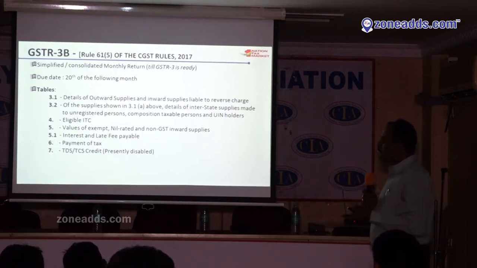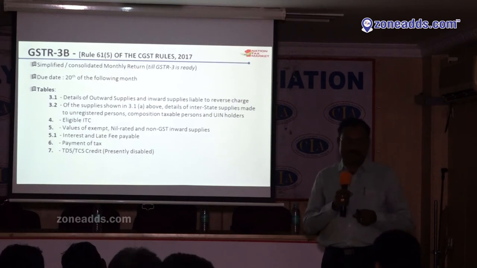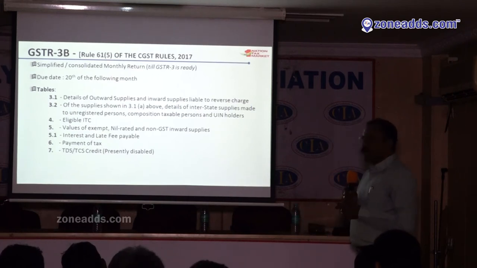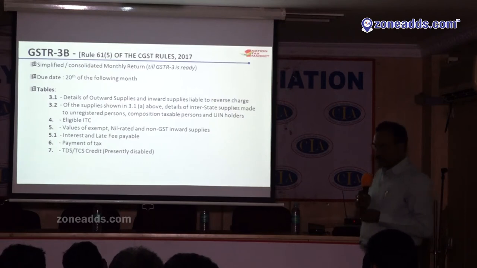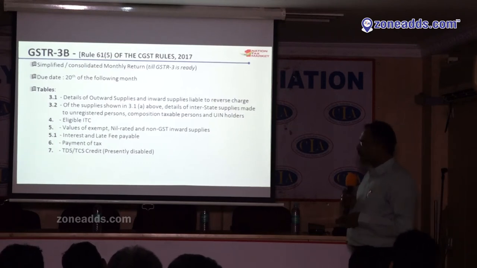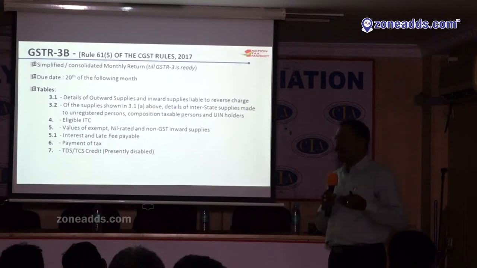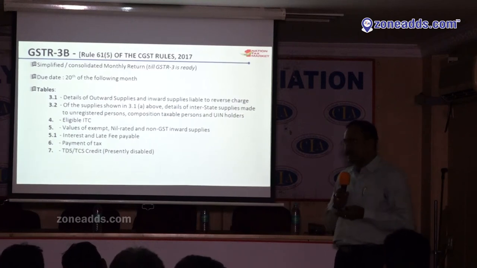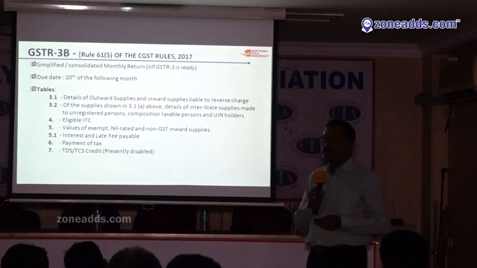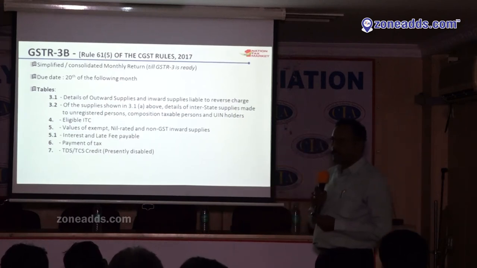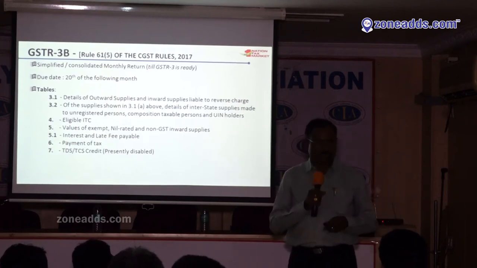3.1 is details of outward supplies and inward supplies liable for reverse charge payment. Okay, and 3.2, out of the outward supplies made in 3.1, covers interstate supplies made to unregistered persons, composition dealers and UIN holders, special registrants. All these three are covered in 3.2. 4 is the ITC: eligible ITC, ITC liable to be reversed, and ineligible ITC, all those are covered in table 4. 5 is regarding the value of exempt, nil-rated and non-GST supplies, and 5.1 deals with interest and late payment. 6 is the table where we actually pay the tax, and 7 is TDS, TCS, sections 51, 52, they have not come into force.